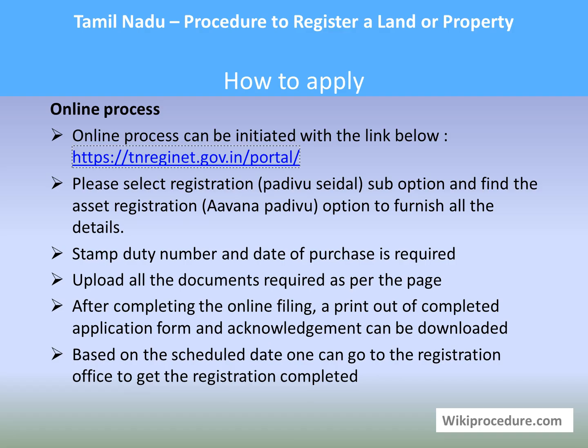Once the application is completed and documents are uploaded, select the registration sub option and find the asset registration option to furnish all the details. Stamp duty number is the key detail for the completion. One has to enter the number and the date of purchase. Upload all the documents as per the requirement. After completing the online filling, take the printout of the completed application as well as the acknowledgement.